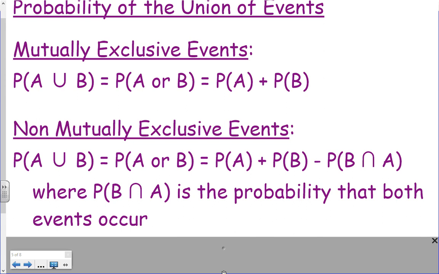And the reason why you have to subtract that out is because you have counted that intersection twice. We've accounted for those probabilities two different times, and that's obviously going to throw our calculation off. We've got to subtract off one of those calculations. That's what we're subtracting out of there.